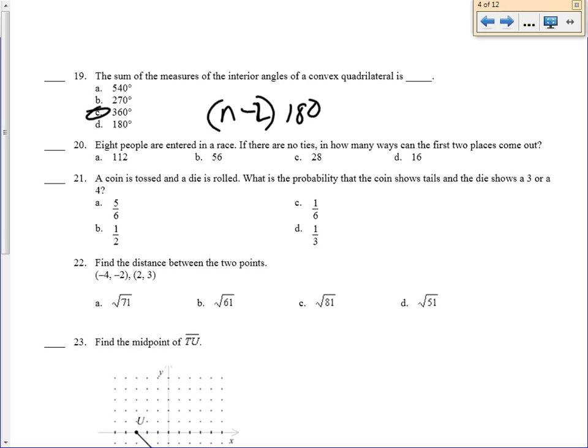Wow. 8 people enter a race. If there are no ties, in how many ways can the first 2 places come out? So are they asking how many people can finish first or second, just any way up there? Yeah. So how many people can finish first? 8. How many people are left to finish second? 7. 8 times 7 is 56.